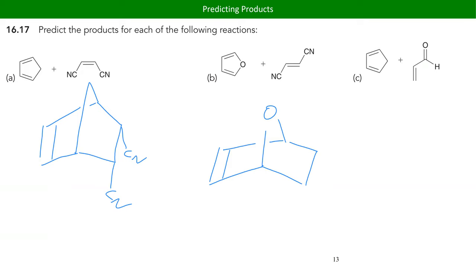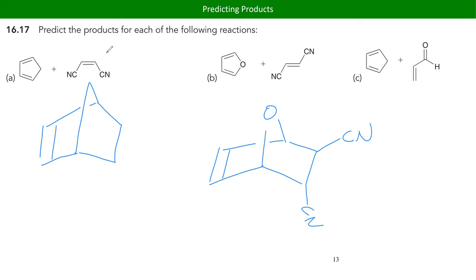If you have one exo and one endo, you don't have that internal mirror plane anymore. So you would also make the version with one up and one down, which is harder to draw. This position right here, it's a lot easier to draw the exo than the endo.